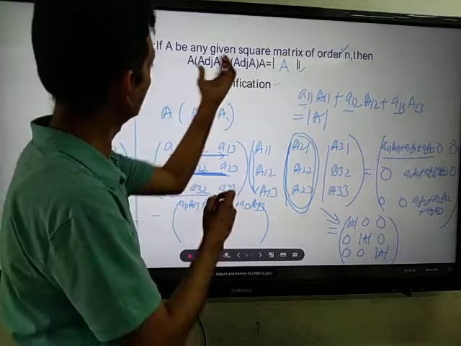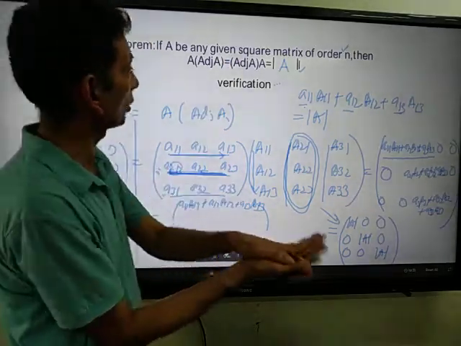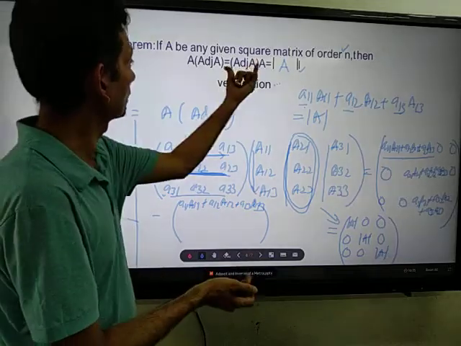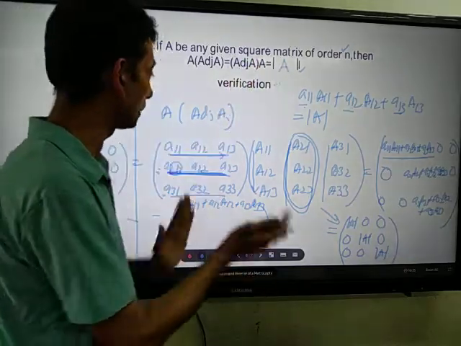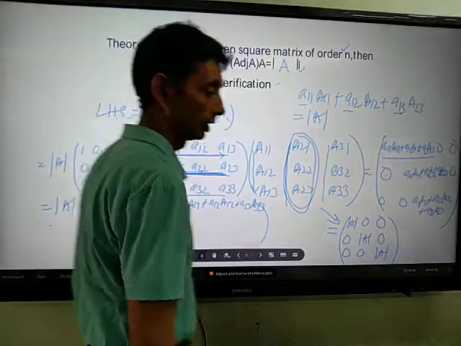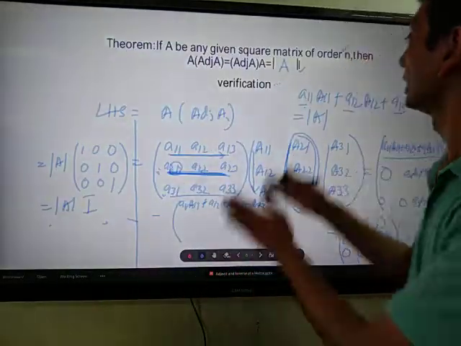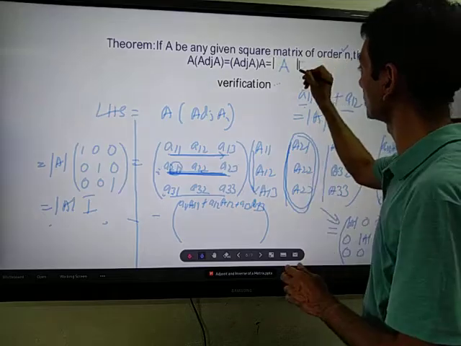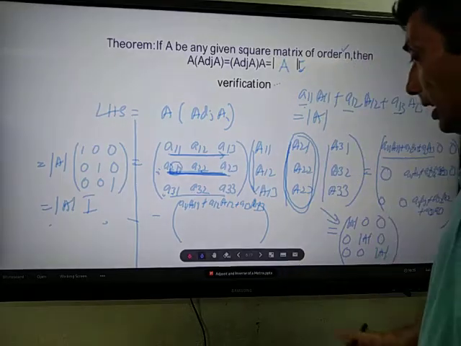Similarly, this second part is equally easy. You can take adjoint of A into A, and if you multiply, you can verify that this is also equal to determinant A into I. This is the identity matrix I.